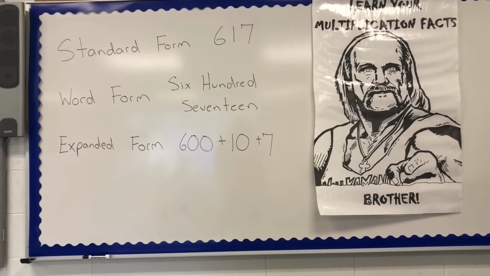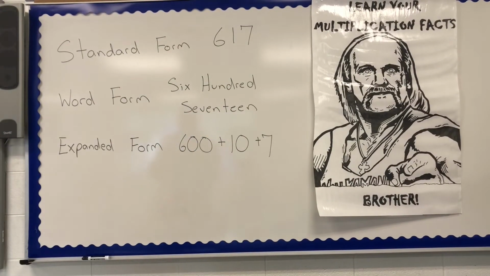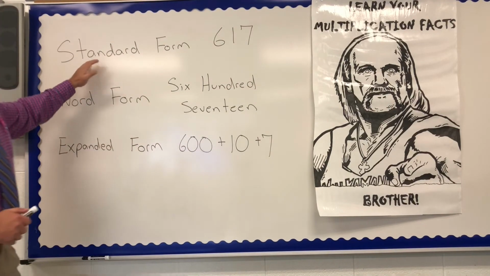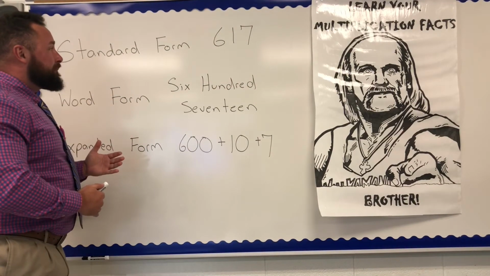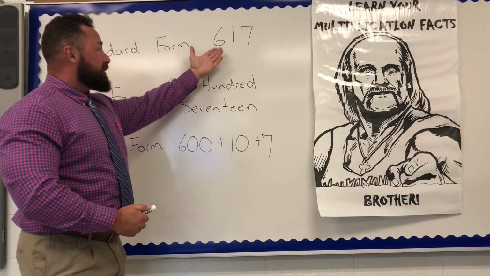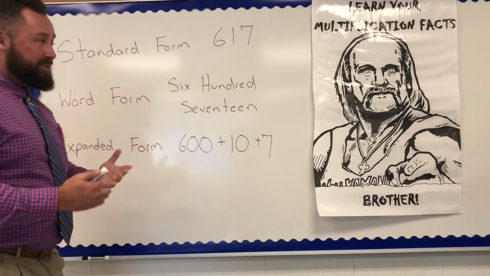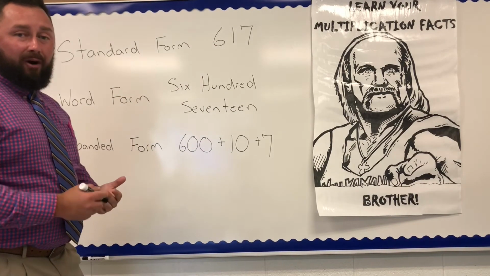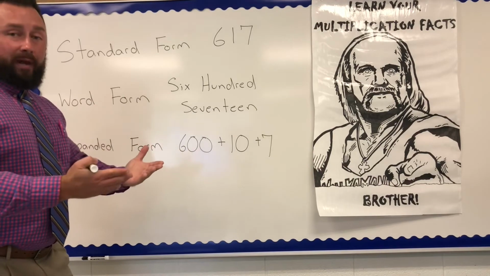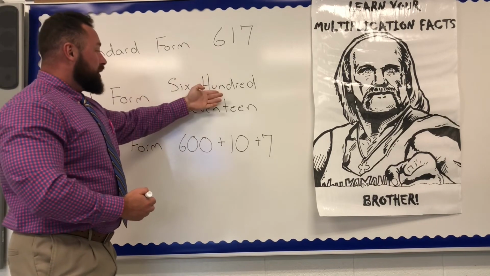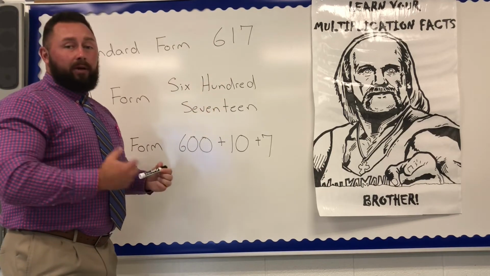Okay. Also for today's work, standard form, word form, expanded form. Standard form is just the basic, how we look at a number. You say 617, we just write the digits 617. Word form, that's where you actually spell out what is coming out of your mouth. So you would spell six hundred seventeen.